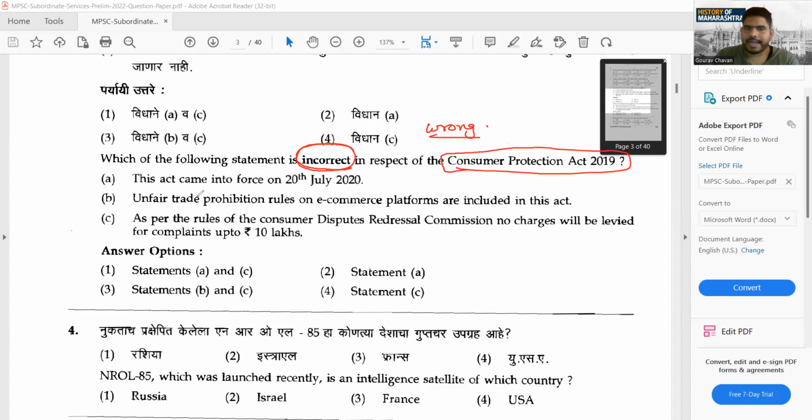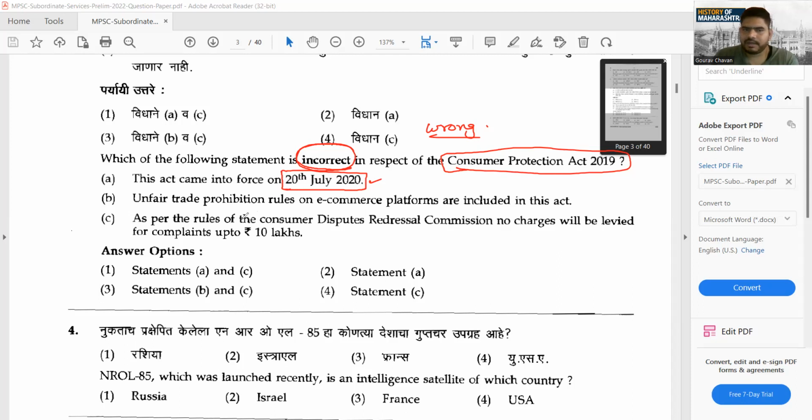So first thing, the act came into force on 20th July 2020. Again, it is a fact. So we will consider this particular statement. It might be wrong because no one reads any act in such detail. But see, it is a possibility that this could go wrong. We'll keep it in a way.